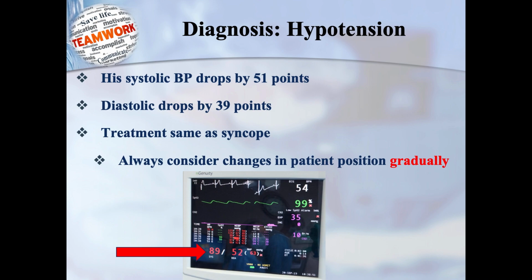He is already connected to the blood pressure monitor. His blood pressure was 140/90 and now is 89/52. You repeat the blood pressure and it's still very low. His systolic blood pressure dropped 51 points. Diastolic dropped 39 points. Of course, your diagnosis is postural hypotension and the treatment is the same as syncope.